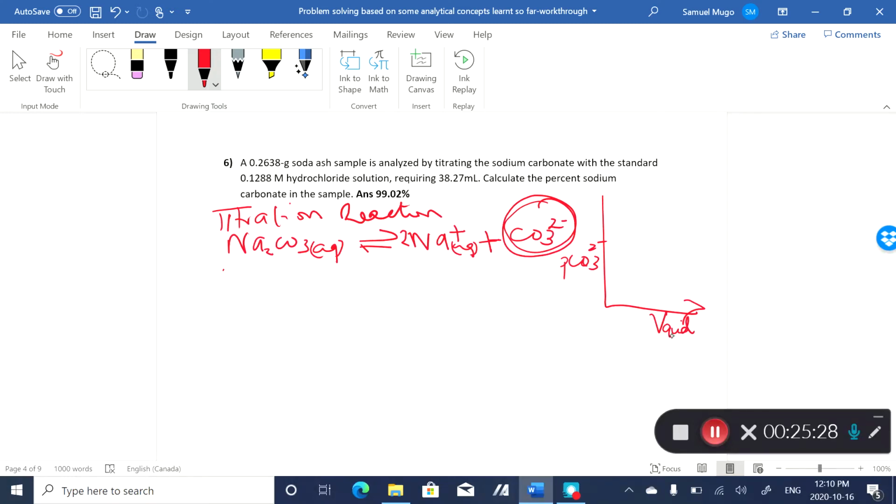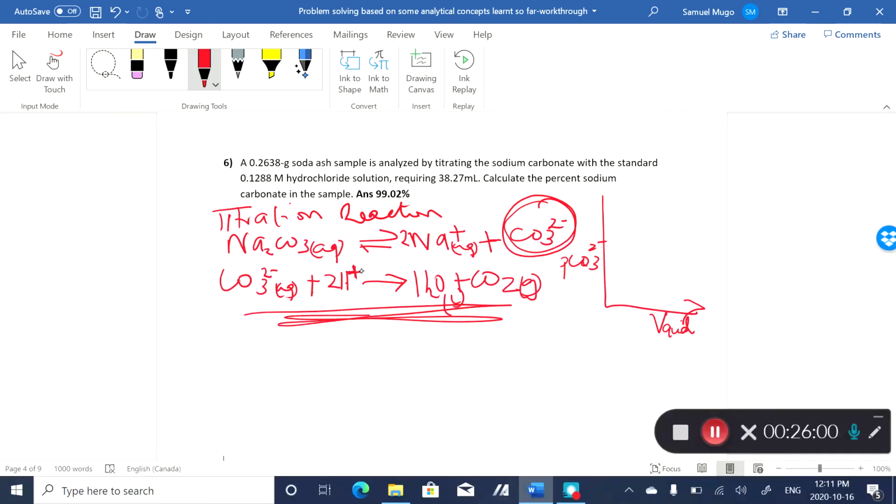Okay. And so the next reaction is, you're taking the carbonate and then you're titrating that with the acid. Typically it's a neutralization reaction, to give you water, plus the carbon dioxide gas is generated. So you see how important it is to balance the titration reaction. Very critical to balance the titration reaction.